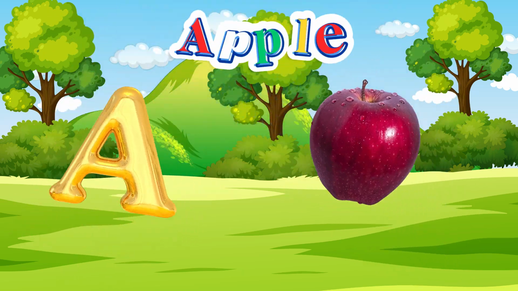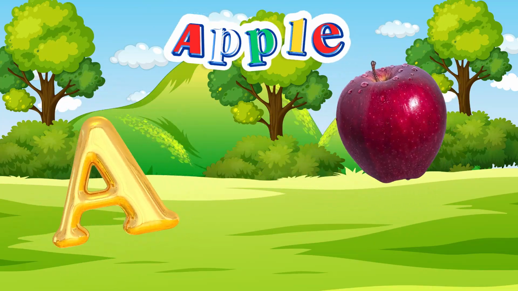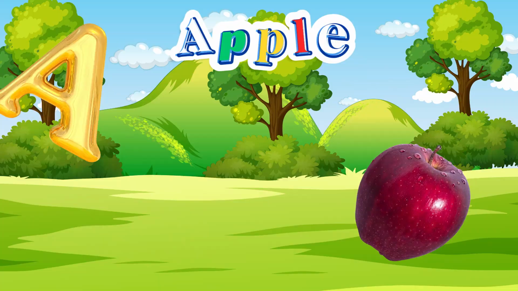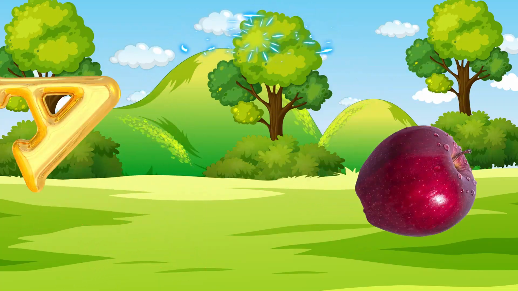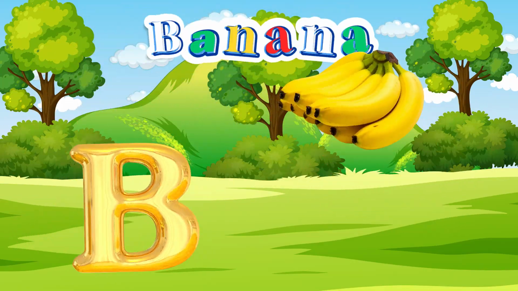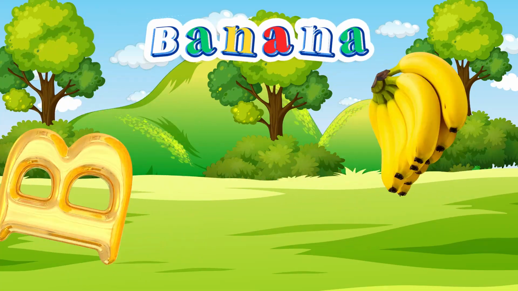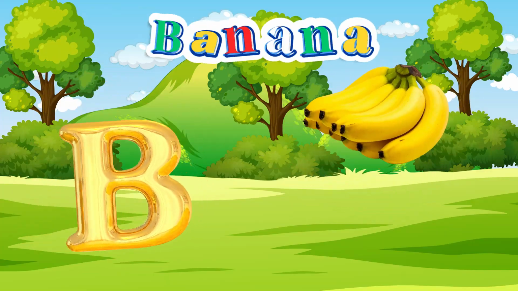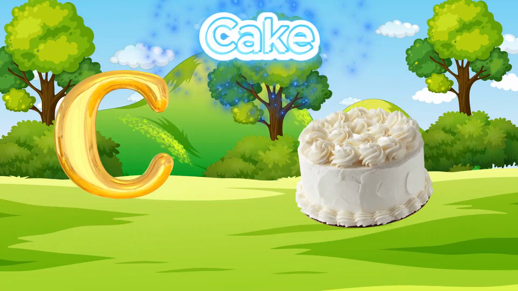A is for apple. A, apple. Red apple. B is for banana. B, banana. Yellow banana. B is for banana. C is for cake.